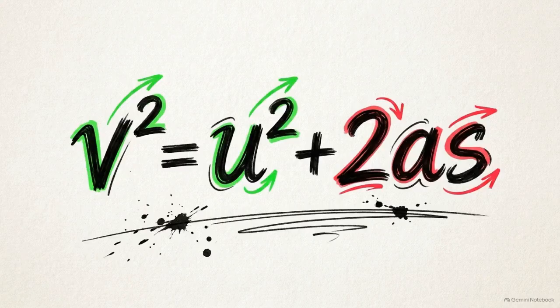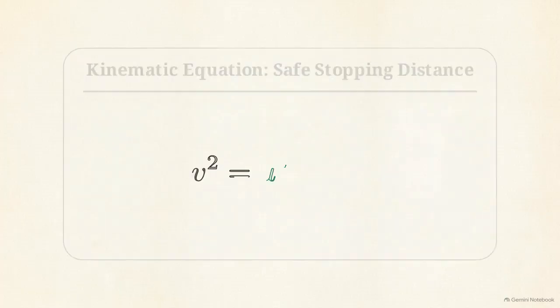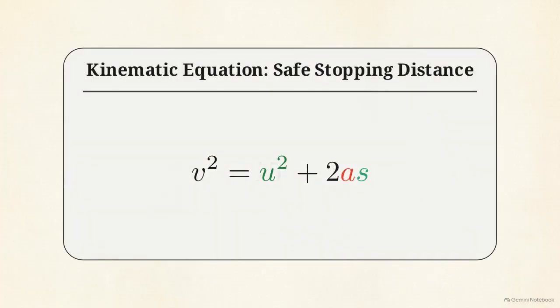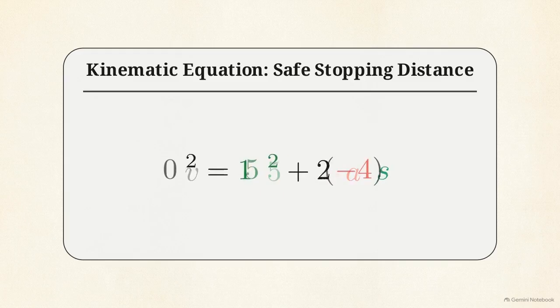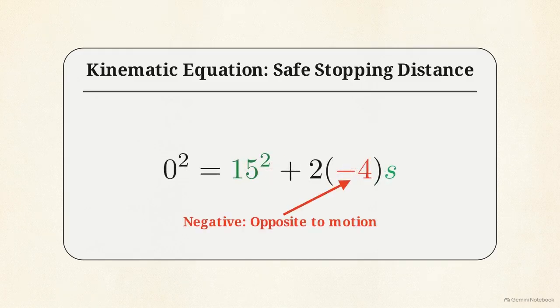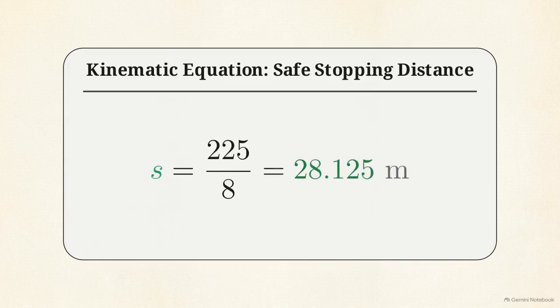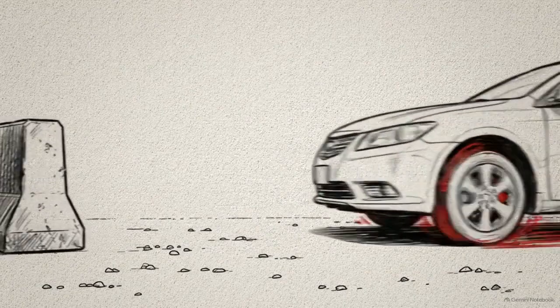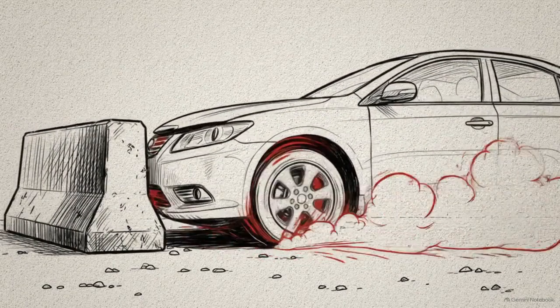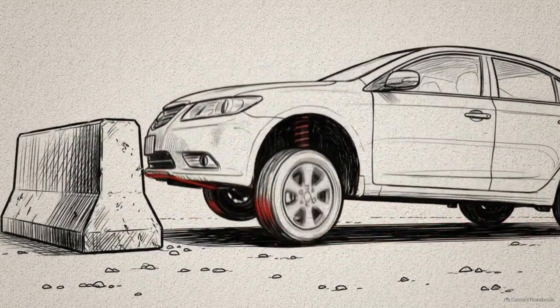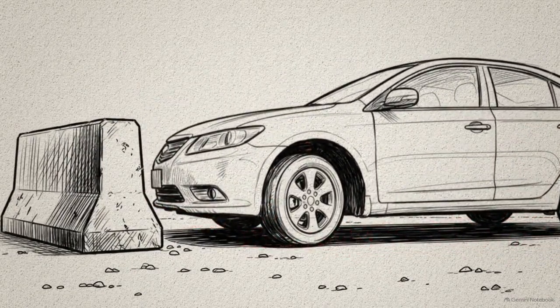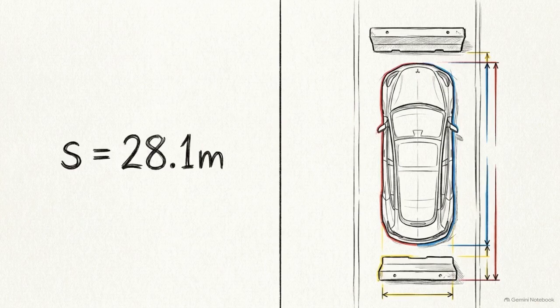To solve our crash scenario, we use the third equation. We take our initial velocity, 15 meters per second, and assume the brakes provide a constant negative acceleration of 4 meters per second squared. By squaring the velocity and dividing it by twice that acceleration, we can find the exact distance needed to stop. The calculation results in a stopping distance of 28.1 meters. The car stops with nearly 2 meters to spare. By reducing motion to these specific variables, we can accurately predict a physical outcome before the event is even over.